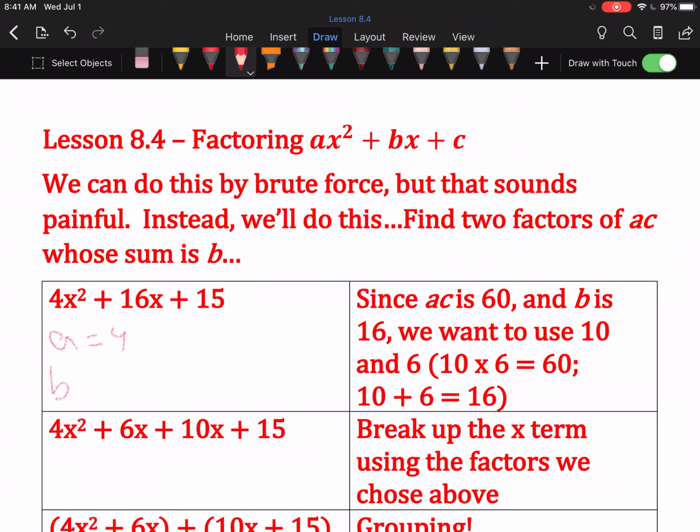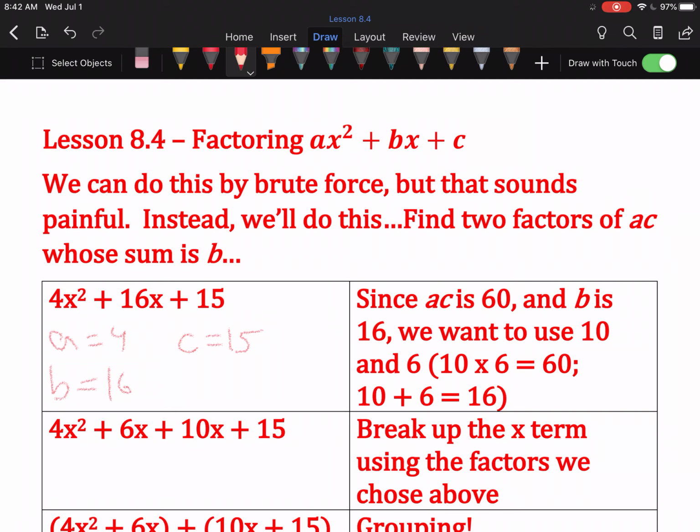So just so we understand what I mean here, in this first example that you're walked through, A is 4, B is 16, and C is 15. A, B, C. ax squared plus bx plus c. AC is 60, because 4 times 15 is 60. And B is 16. So we want to use two numbers that multiply to make 60 and add to make 16. Those would be 10 and 6.